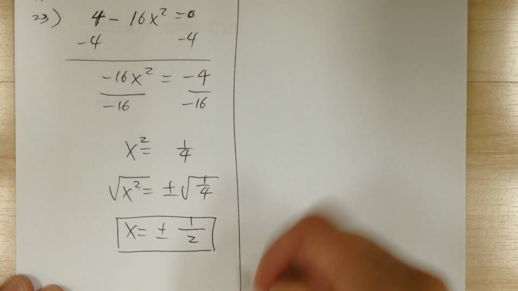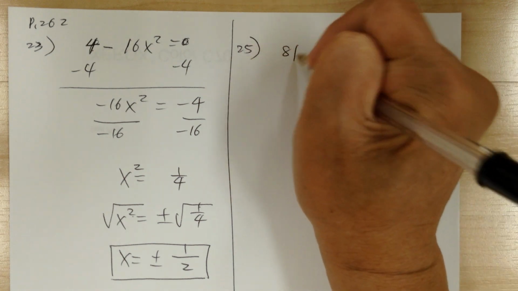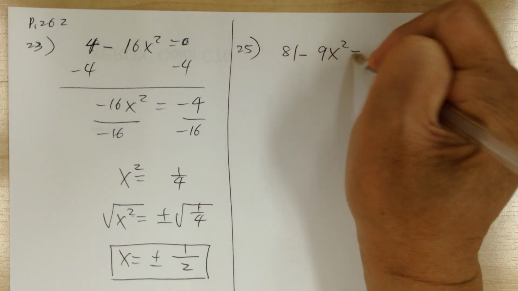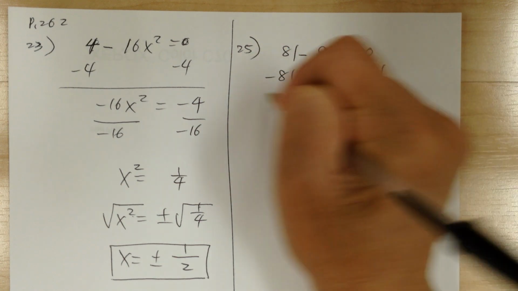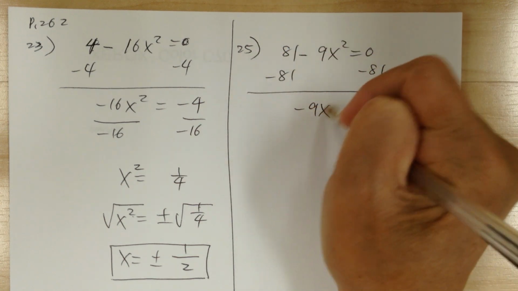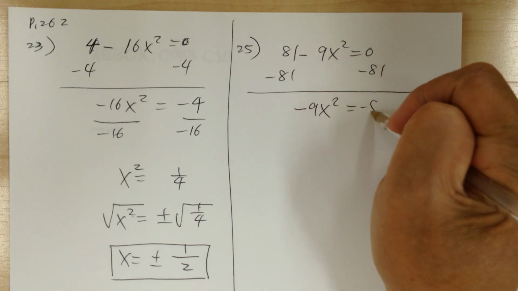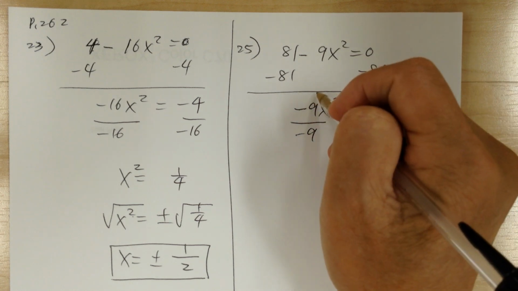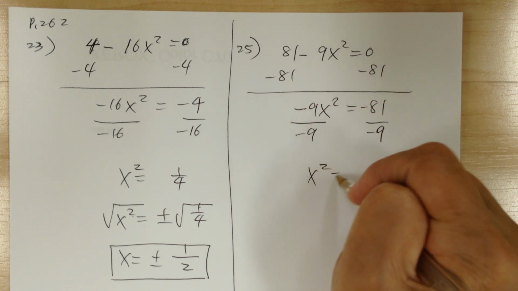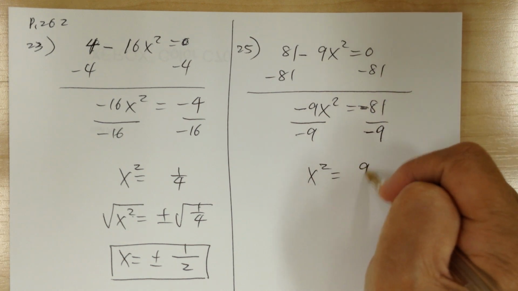Okay, let's go to the next column, number 25. You got 81 minus 9x squared equal to 0. So again, first, let's get rid of this number. So you got negative 9x squared. Again, line up everything so you don't miss the negative over here. Then divide by negative 9. So this will cancel out. So x squared equal to, the negative and negative become positive, 81 over 9 equal to 9.